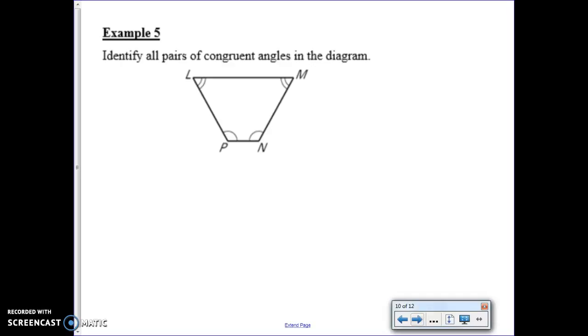Okay, identify all pairs of congruent angles in the diagram. So just like we talked about the tick marks show that segments are congruent, these arc marks show that the angles are congruent. So the same arc marks mean that those angles are congruent. So in this case, you can see this single arc on P and N. So angle P is congruent to angle N. And then you see the double arcs with angle L and angle M. So those are congruent as well.